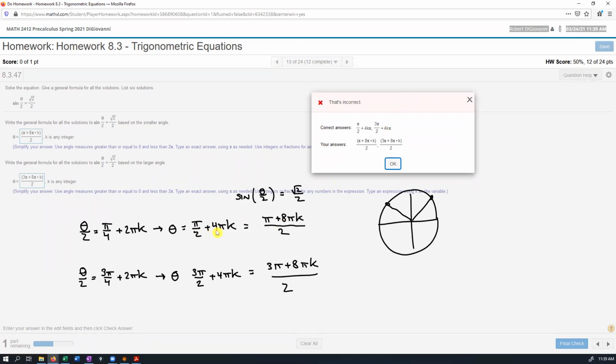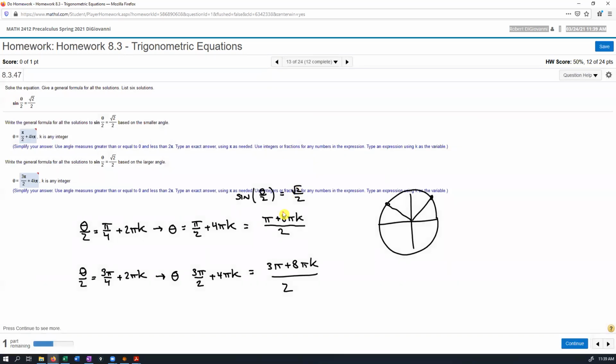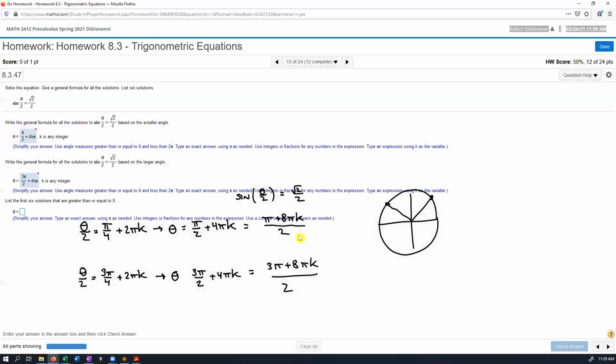Pi over 2 plus 4 pi k, that's this. 3 pi over 2 plus 4 pi k. So it did not like having the common denominator. Interesting. I mean, it's correct. It's just the computer's not smart enough to know it's the same answer. That's kind of ridiculous. All right, what now? Am I done? Continue. Oh, answers now.